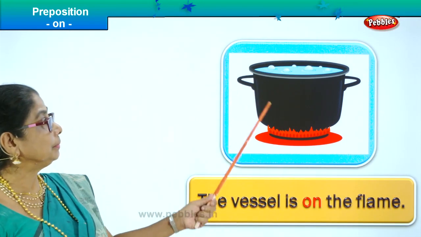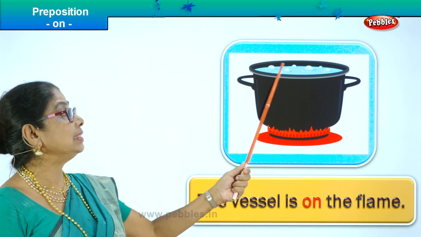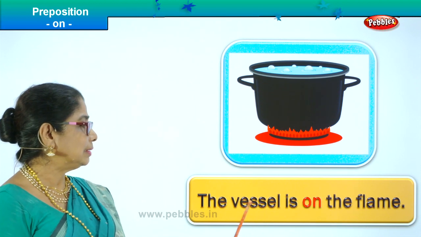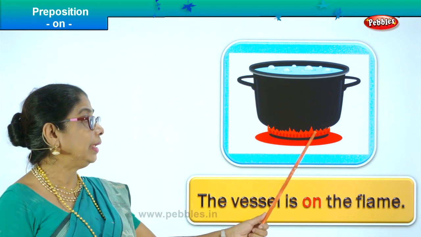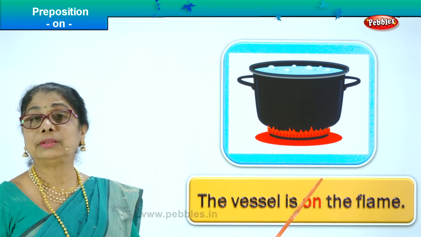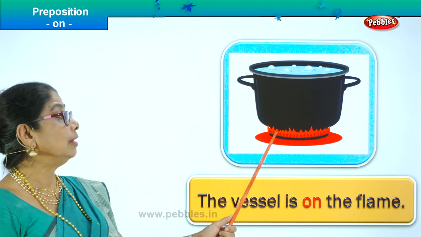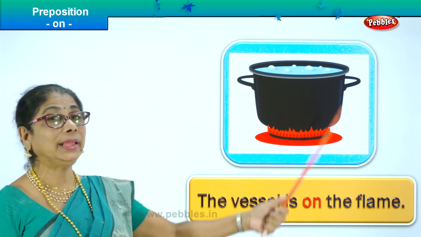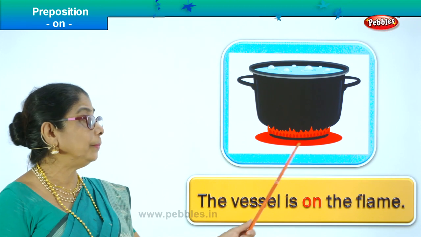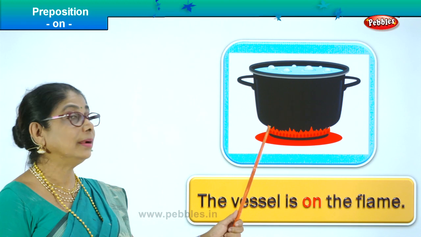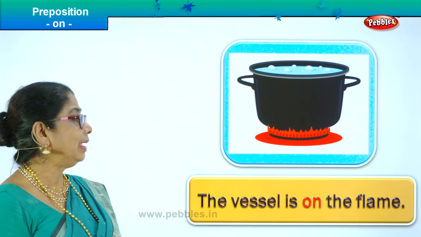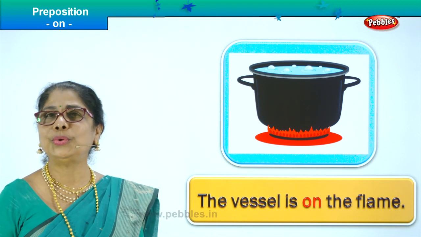Let's take our next picture. What do we have here? We have a pot, a vessel with water bubbling. Where is the vessel? The vessel is on the flame. Where to put the vessel? Put it on the stove and with the flame, the water is bubbling. Where is the vessel? The vessel is on the flame. Here is the flame, bright red flame.